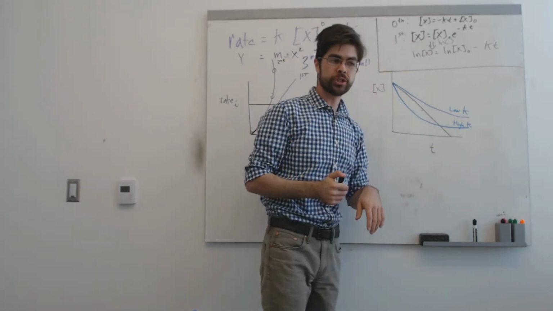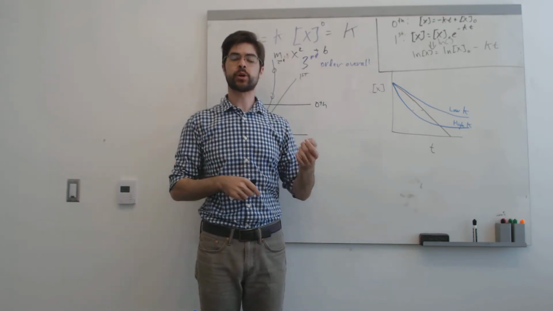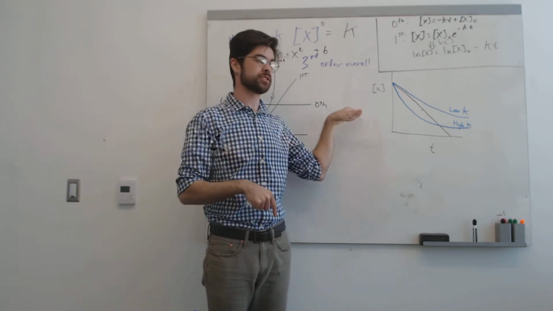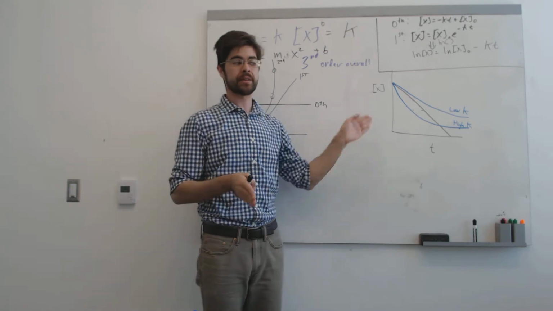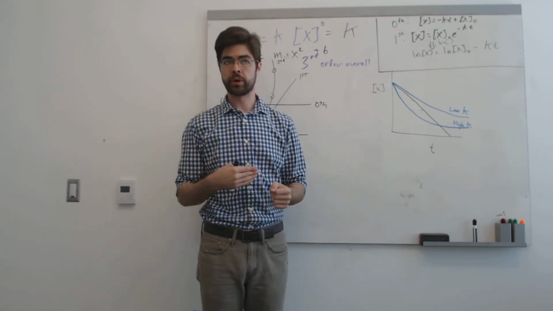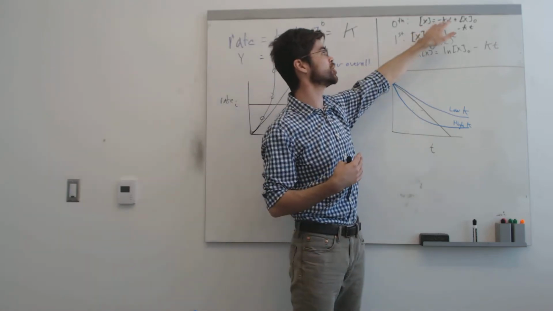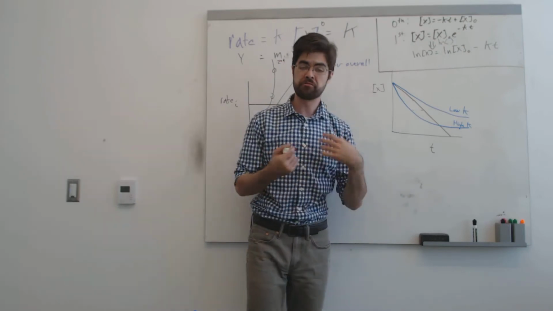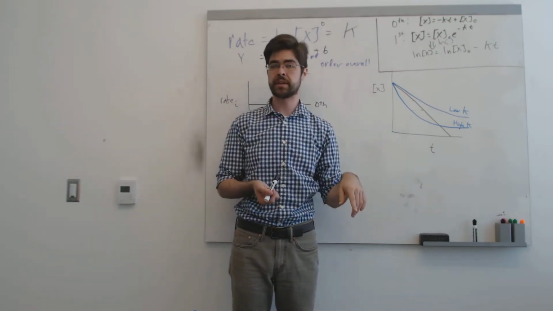So what you will usually do is test your data. You'll take your data and try plotting it a couple of different ways. Try plotting the concentration versus time. If you see a straight line, that means it's zeroth order. A zeroth order reaction should have a linear relationship between concentration and time. A first order reaction doesn't. A first order reaction has an exponential decay.